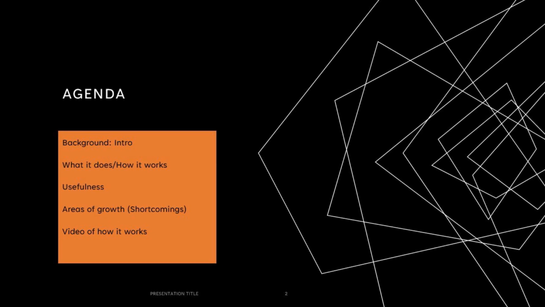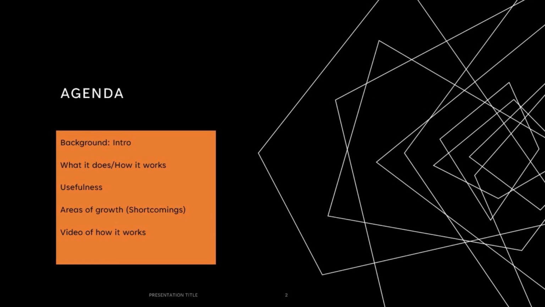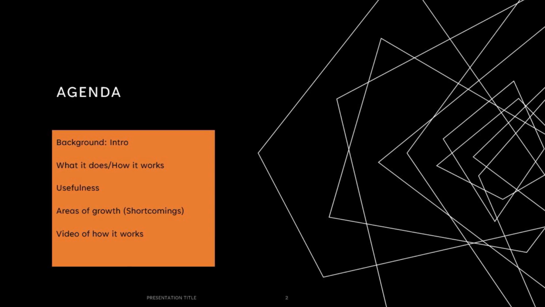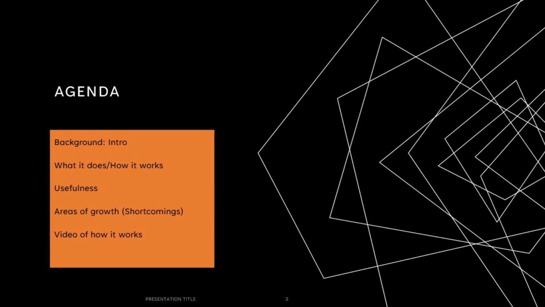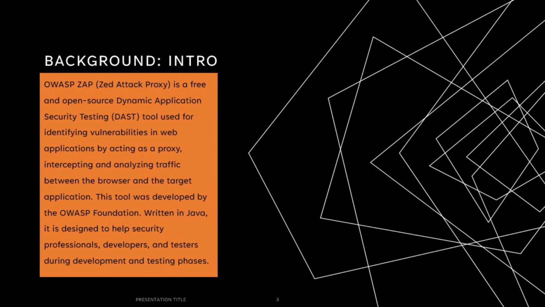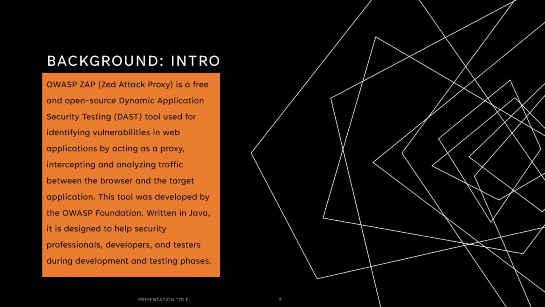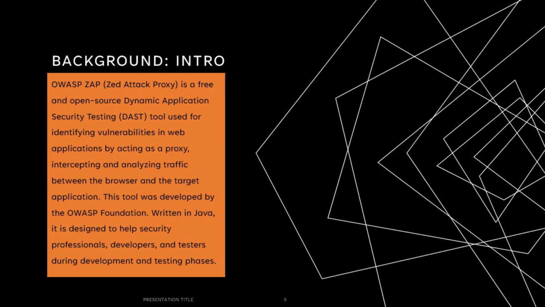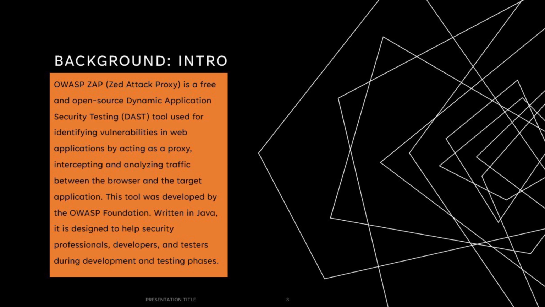The agenda: discuss background information, what it does, how it works, the usefulness, the shortcomings, and a video showing how it works. OWASP ZAP is a free and open source dynamic application security testing tool used for identifying vulnerabilities in web applications by acting as a proxy, intercepting and analyzing traffic between the browser and the target application.